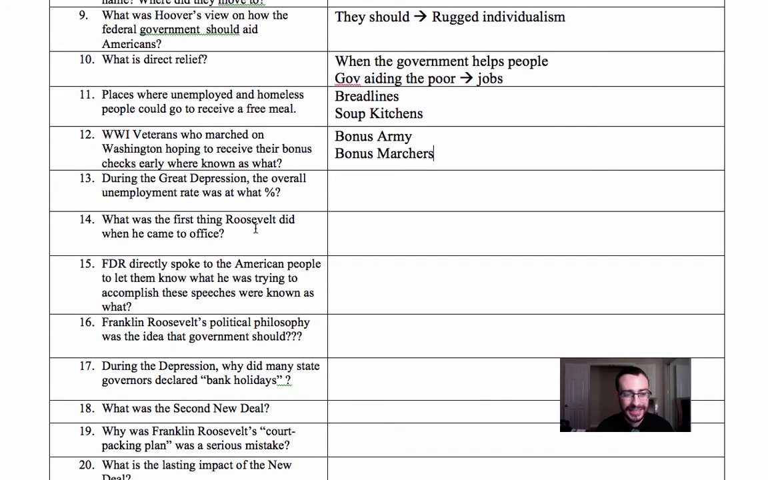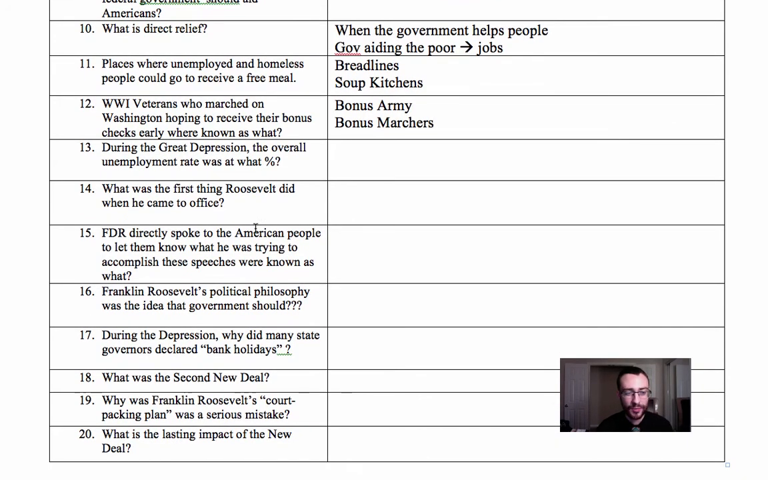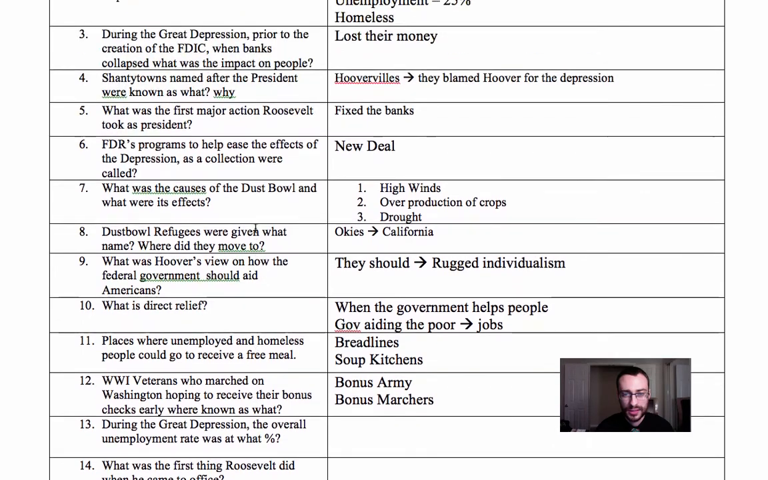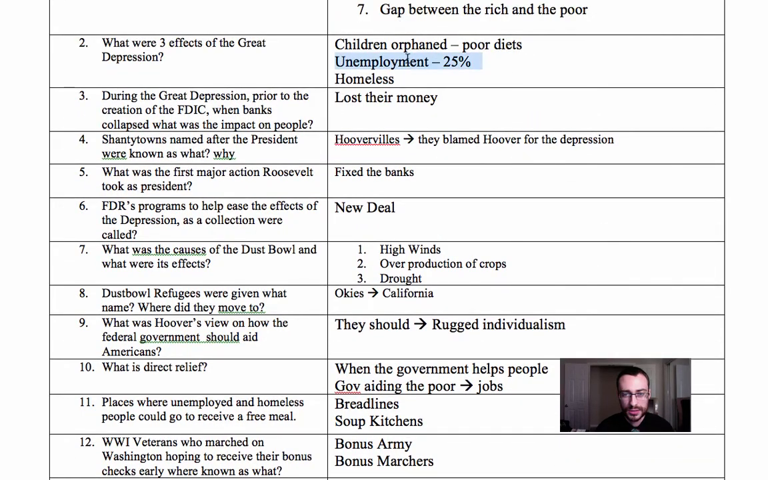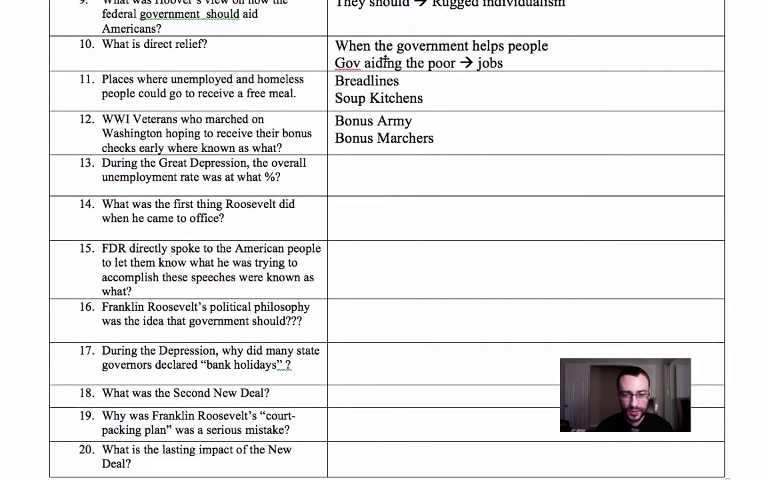Number 13, unlucky number 13. During the Great Depression, the overall unemployment rate was what percentage? If you go back up here, we said that it was 25%. Let's put that there, 25%.